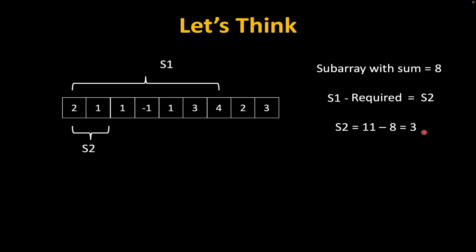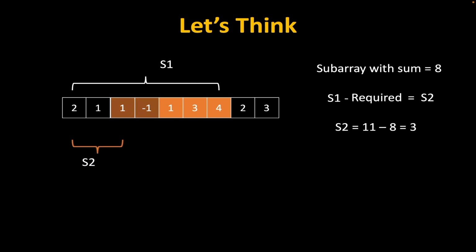So a subarray with the sum equal to 3 is this, 2 plus 1, and there is one more option, and this is also a subarray with sum equal to 3. So if we take this as our S2, then this will be our required subarray with sum 8. And if we take this as our S2, then this will be our required subarray with sum equal to 8. So that means if S2 exists 2 times, then we will get 2 required subarrays in that case. So if it exists 8 times, then we will add the required subarray 8 times.